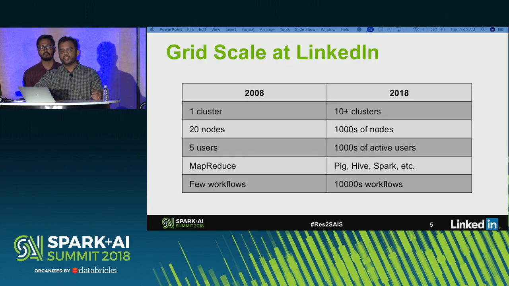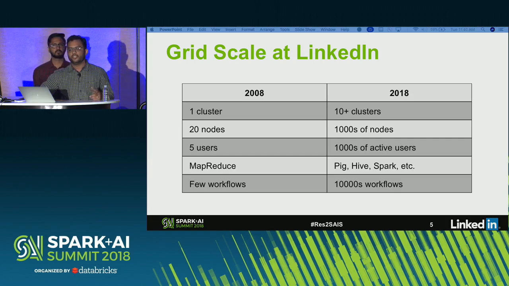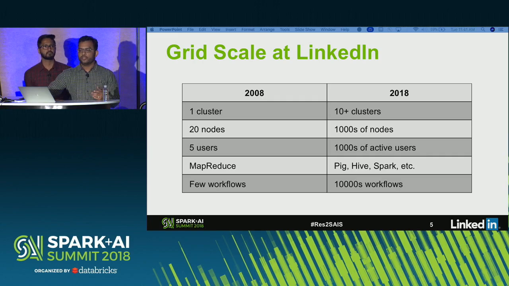So let's look into the grid scale at LinkedIn and the contrast between 2008 and 2018. We have 10 plus clusters now, thousands of nodes, and thousands of active users. We are using different frameworks like Pig, Hive, Spark, TensorFlow, and we have around 10,000 workflows. To do tuning at this scale, it is very difficult to do it manually.